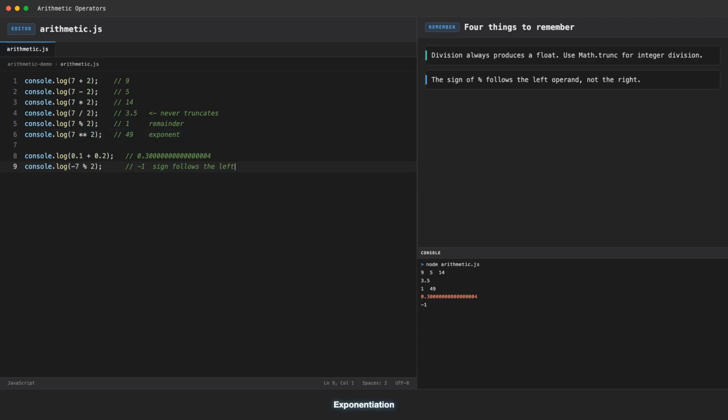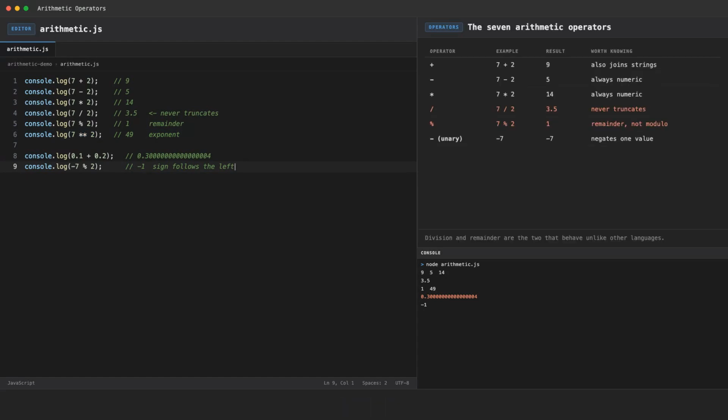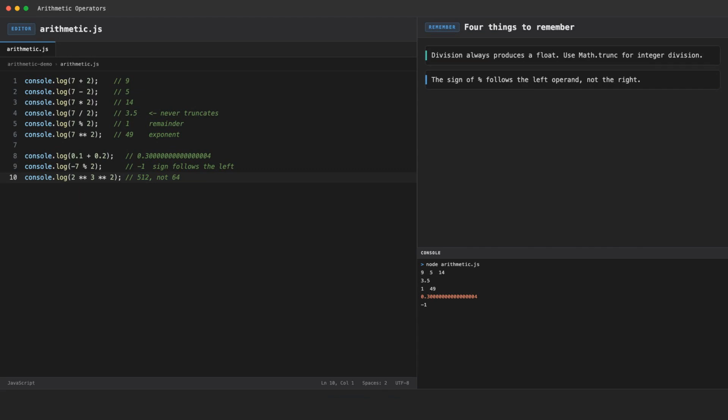The 7th operator is the newest of the group. 2 asterisks together mean raised to the power of. So 7 to the power of 2 gives 49. Before this existed, you had to call Math.pow. The operator form is considerably easier to read. But it has one property that catches people out.